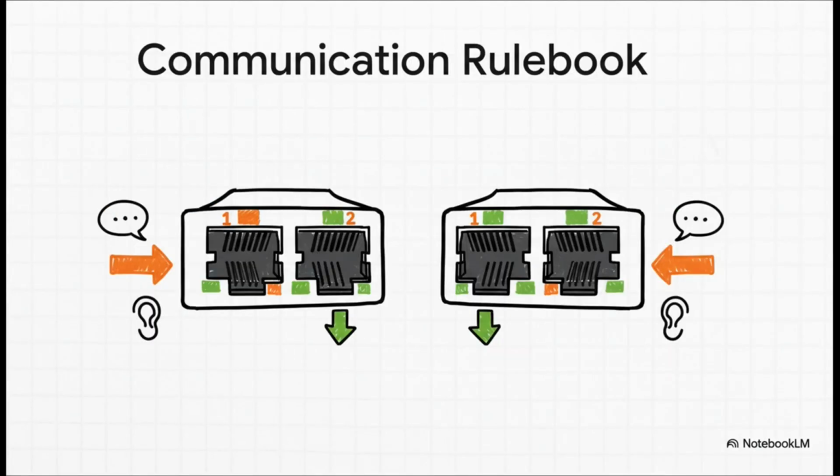And what's wild is just how specific this rulebook is. For a standard computer network card, pins 1 and 2 are always for talking, and pins 3 and 6 are always for listening. Here's the catch. Both computers are programmed to follow that exact same rule. And right there, that's where our problem begins.